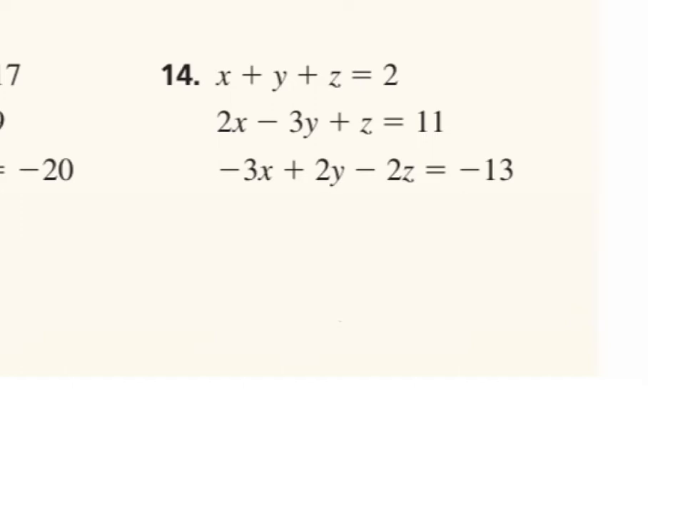For this one, I'm going to get our z's to cancel out. So first thing I'm going to do is multiply one of the first two equations by a negative. I'm just going to do the top one and combine it with the second equation. So I have a negative x minus y minus z is equal to negative 2. And now I can add these two equations together. Negative x plus 2x is just x. Then this is minus 4y. Our z's cancel out, and it's equal to 9.